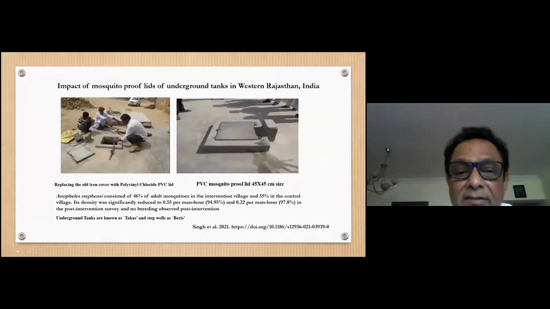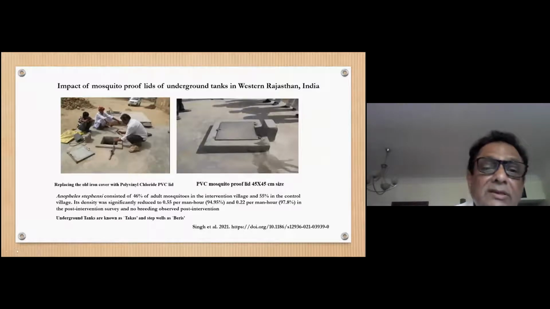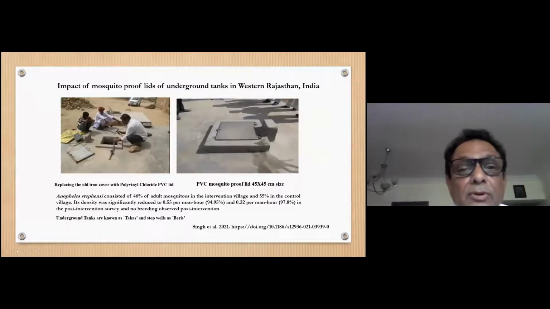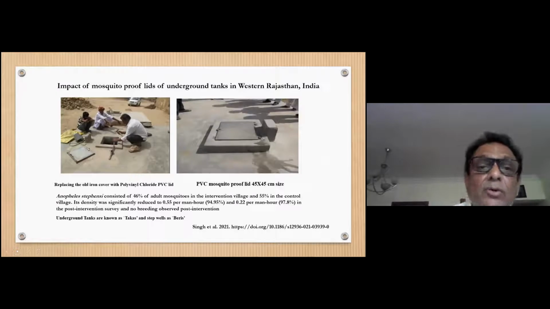Yes. Now I am citing a very recent article published in Malaria Journal. Our colleague, Dr. Himmat Singh in Delhi, has done very good work in Western Rajasthan. In the desert area, people store water in a big way, especially drinking water, to use throughout the year. They collect the water in what they call takas, and there are step wells called berries.